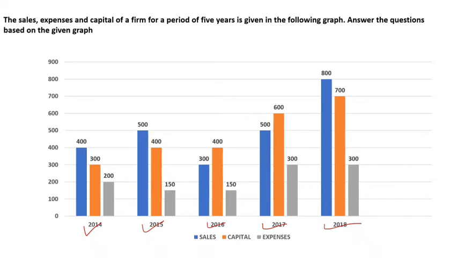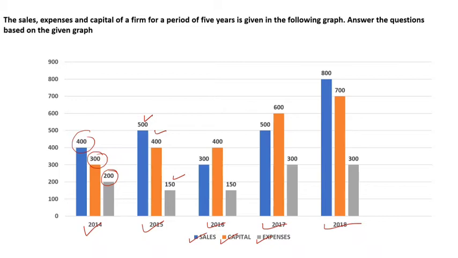The blue line indicates sales and the orange line indicates capital and the gray line indicates expenses. Here you have the different values like 400 for sale of 2014, 300 is the capital of 2014 and 200 is the expenses for 2014. Similarly, different values are given for different years. Based on this graph, we have to answer the questions given. So you can analyze the graph, the values, everything we will be using while solving the questions.